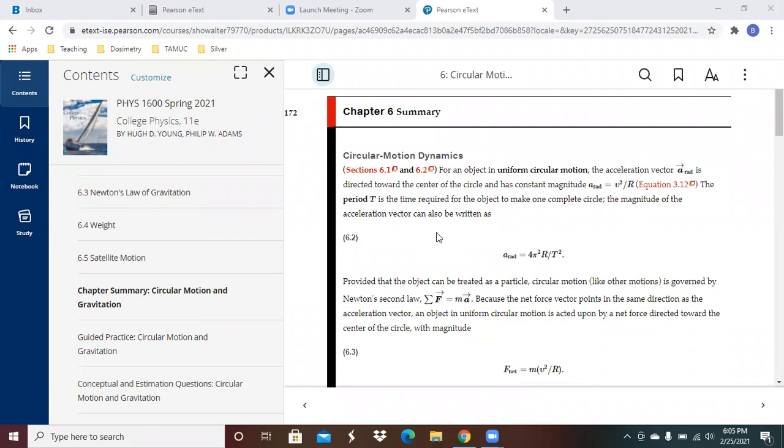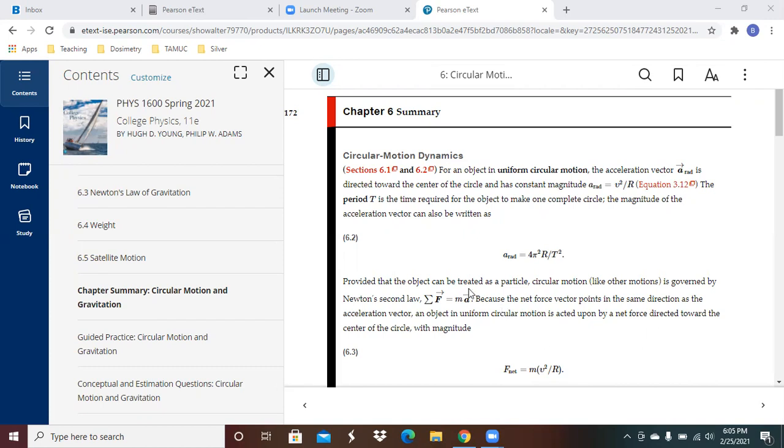So the summary here for sections 6.1 and 6.2, and we'll get to these before we look at the other summaries, is that for an object in uniform circular motion, the acceleration vector is directed towards the center of the circle and has a constant magnitude of v squared over r. Period is going to be the time required to make one complete circle. So the magnitude of the acceleration vector can also be written as this, and we'll go through the mechanics of how we get to that.